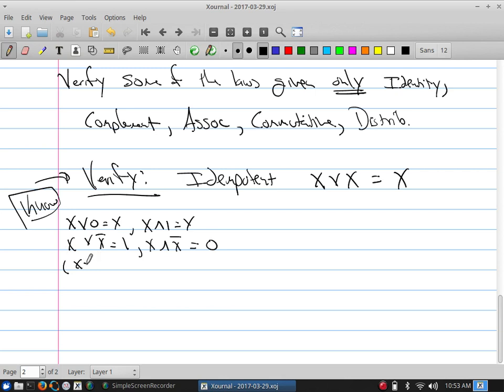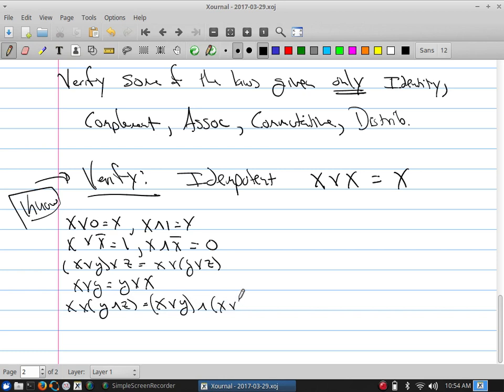I know that X or Y or Z is X or Y or Z, as well as the AND version as well. I know that X or Y is Y or X, that's commutativity, as well as the AND version. And I know that X or Y and Z is X or Y, and X or Z, with these three also having their other versions, right? We have the identity, the complement, the associative, the commutative, and the distributive. These things are true. If these are the only laws that you have, and the only laws that you're allowed to use, can you show that X or X equals something, which equals something, which equals something, which equals X?